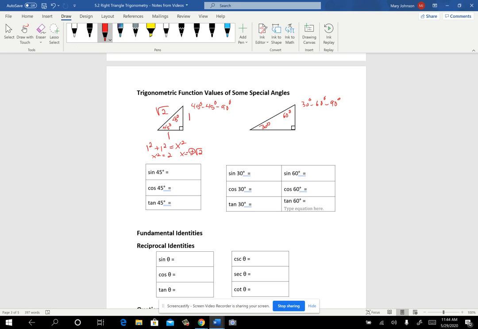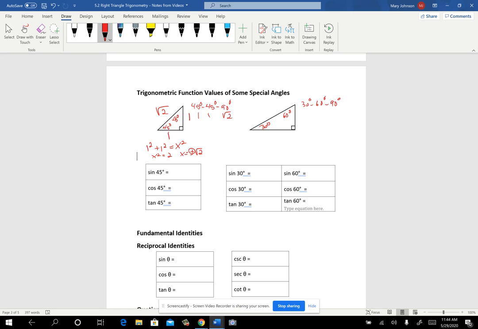And so the ratios of the sides of a 45, 45, 90 degree triangle are always in the ratio of 1, 1, square root of 2. Okay? The lengths of the sides could be bigger, like it could be 5, 5, 5 square root of 2. But that's the ratio of the sides, 1, 1, square root of 2.